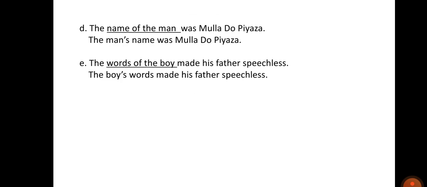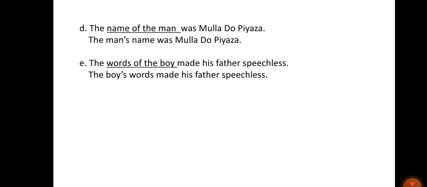Have a look at part B. The name of the man was Mullah do Piazza. So this is the long sentence. We are not going to write this. We are going to use apostrophe s to shorten this sentence. And how are we going to do that? We are just going to add apostrophe s to man. So we will say the man's name was Mullah do Piazza. Because we know that we are talking about the name of the man, it is telling us the relationship of the name with the man. So that's why we have used apostrophe s.